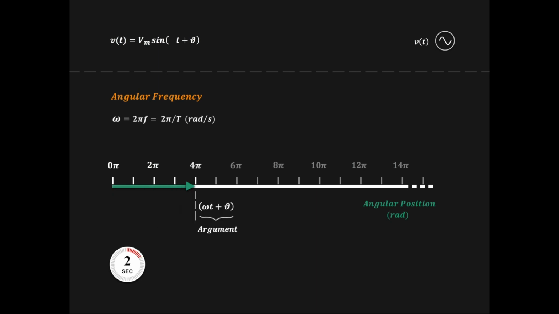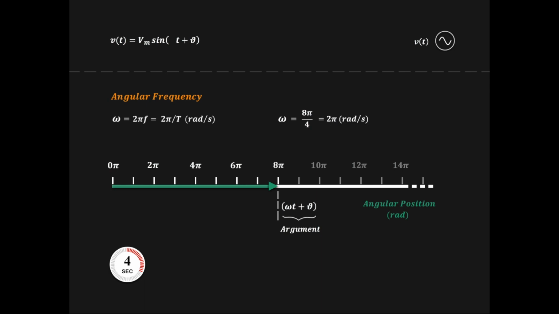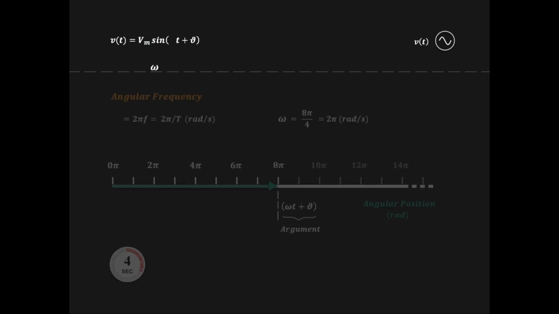After 4 seconds have elapsed, the argument has advanced to a position of 8 pi radians. This change in angular position or value from 0 pi radians to 8 pi radians is by definition the angular displacement, and when taken with respect to the corresponding change in time, evaluates to angular frequency omega. In short, omega is the rate at which the argument of the sine function advances or gets displaced.